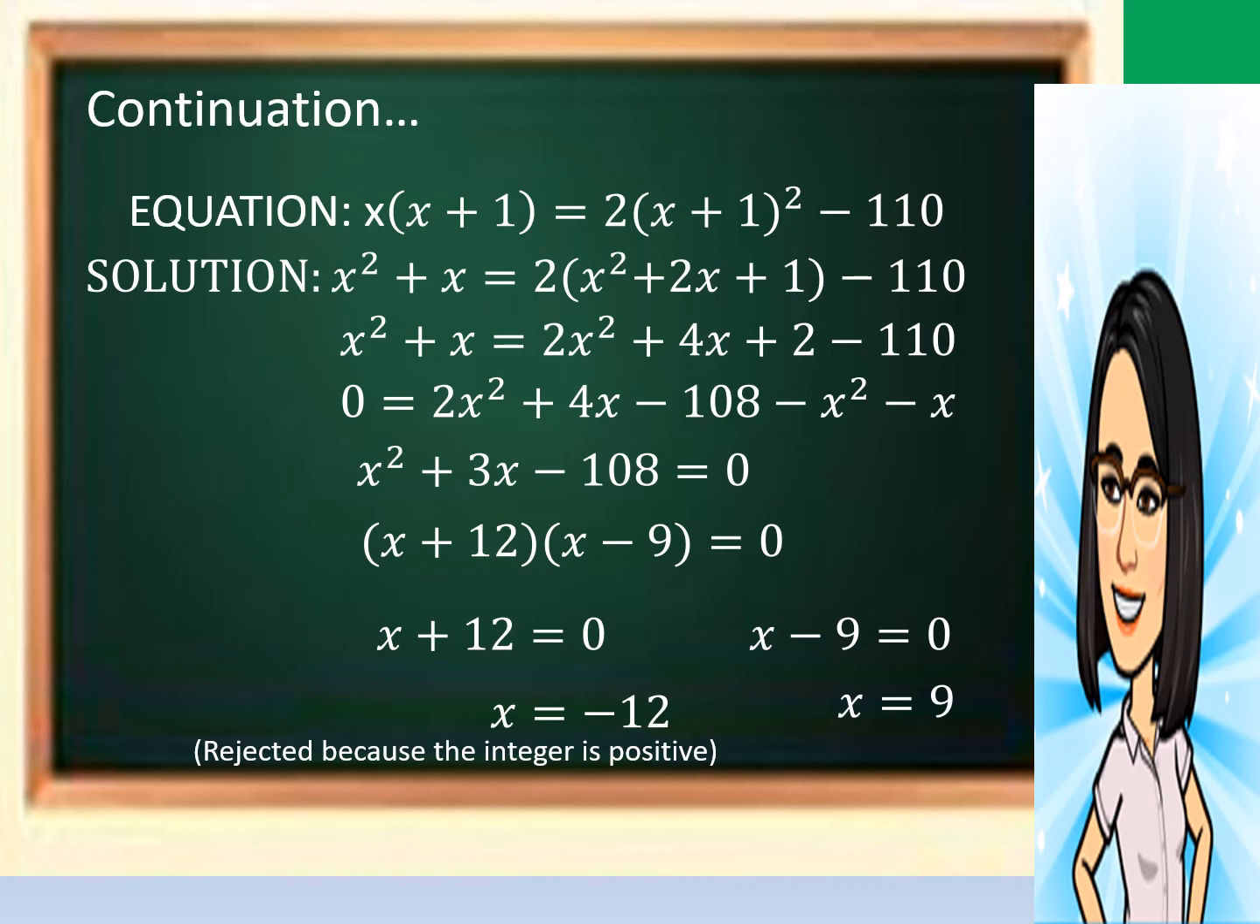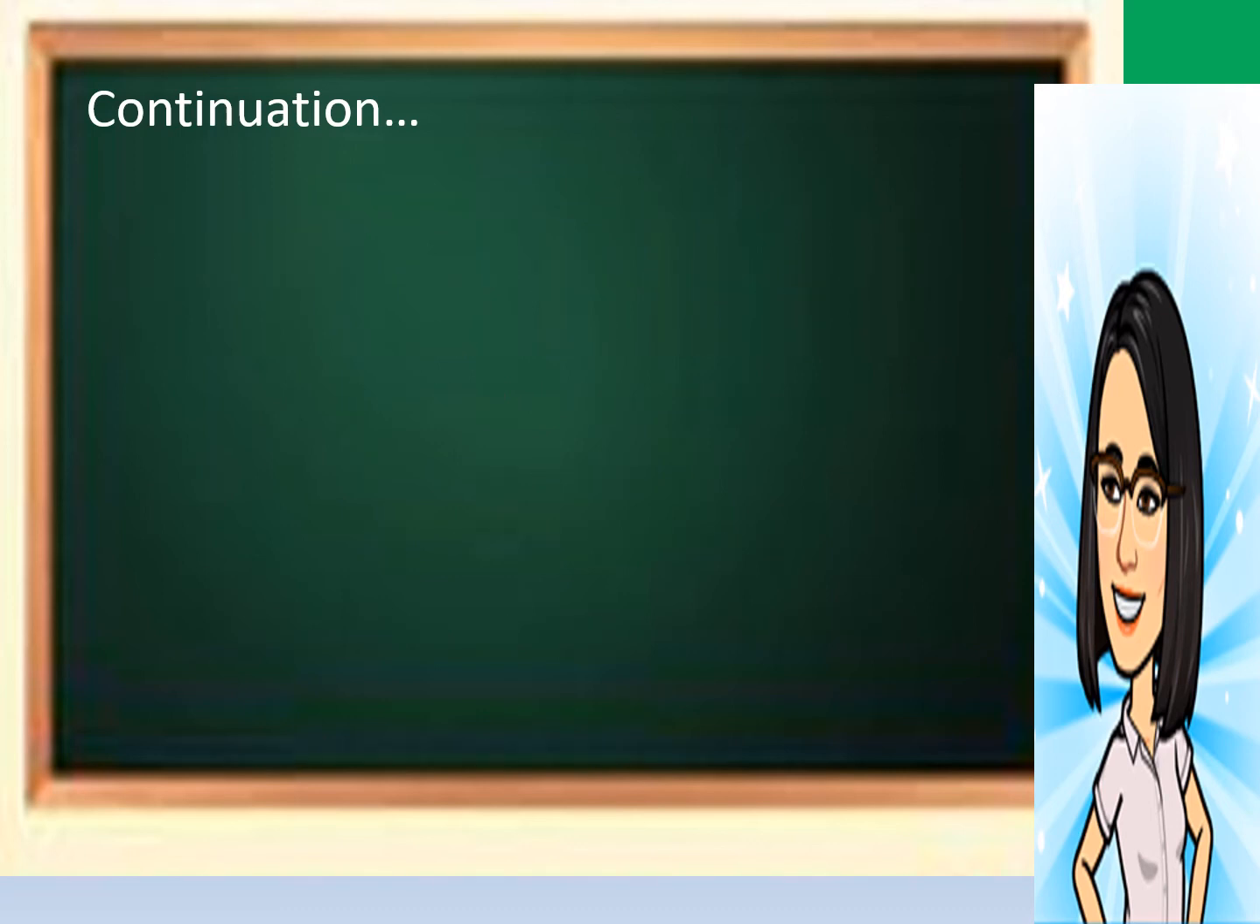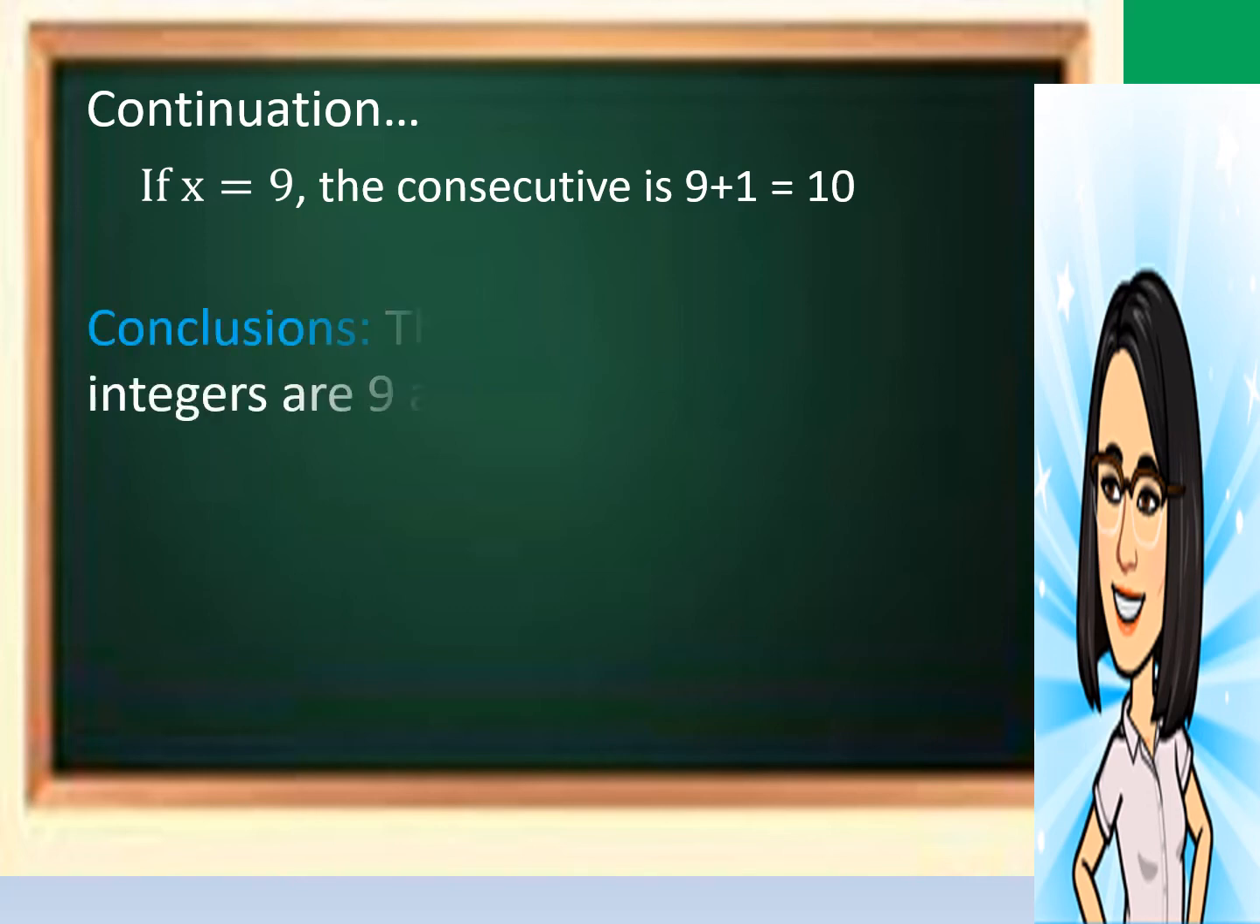Since the required integer is positive, we have to reject negative 12 and accept only the positive value, which is 9. Since x is equal to 9, its consecutive is 9 plus 1 or 10. Therefore, the two consecutive integers are 9 and 10.